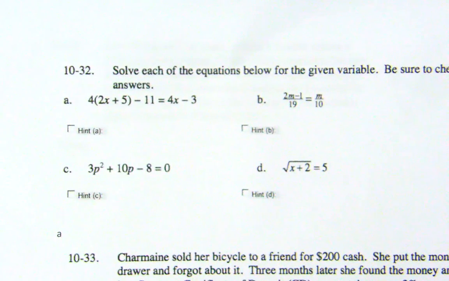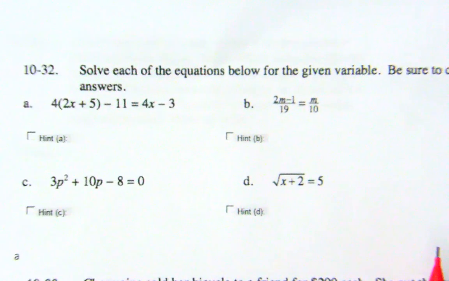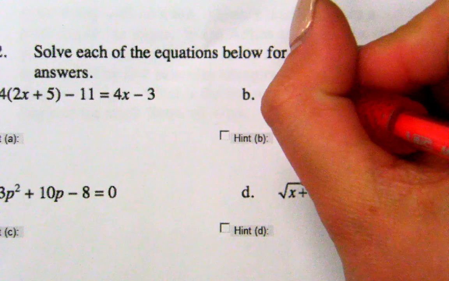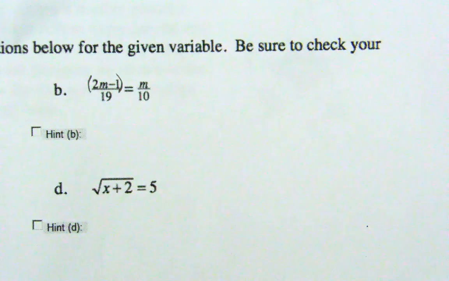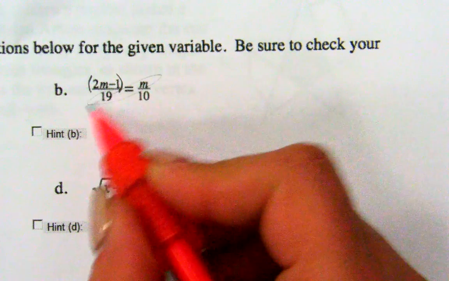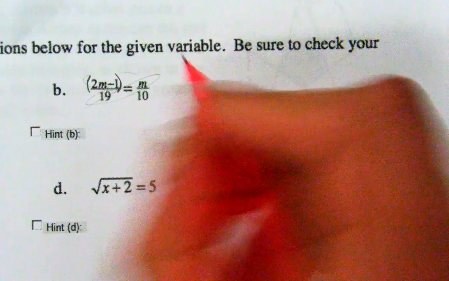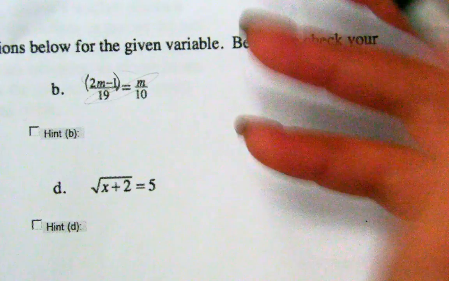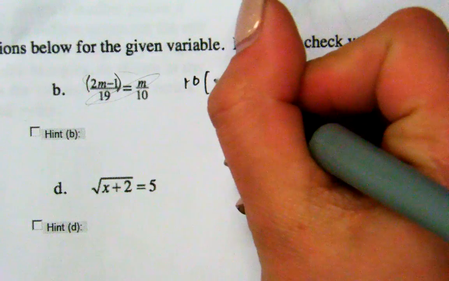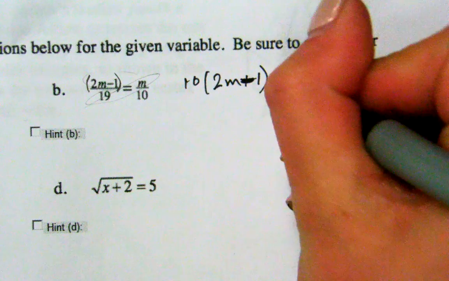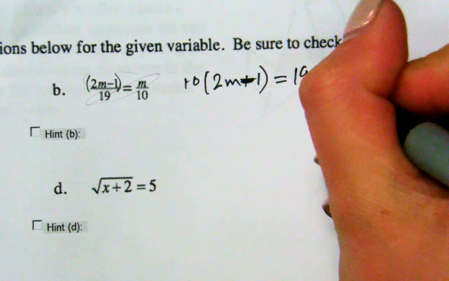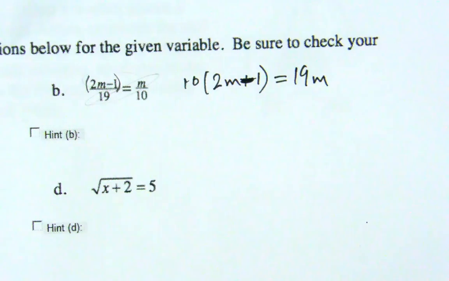You should be fine with A. If you're stuck on B, my biggest advice is to please put parentheses around 2m minus 1, because when you actually work that out, and if you want to cross multiply, you're more than welcome to, it should look like 10 times (2m minus 1) is equal to 19m. All right, and then distribute the 10 and solve whatever answer you get.